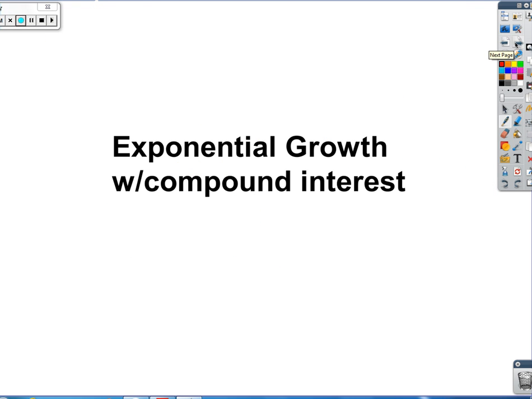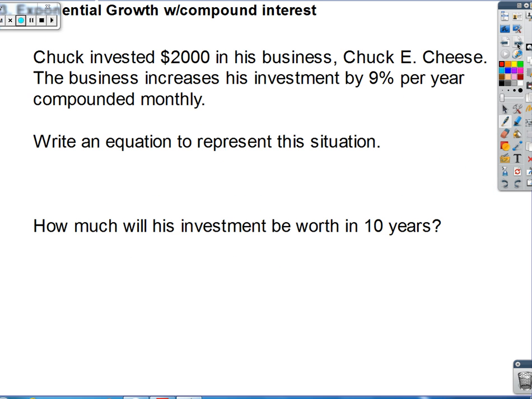Moving on, we have exponential growth with compound interest. Chuck invested $2,000 in his business, Chuck E. Cheese. The business increases his investment by 9% per year, compounded monthly. Write an equation to represent this situation. So the big thing here is that it's compounded monthly. So just our y equals ab to the x isn't enough for this function because of the fact it's compounded monthly. I gave you a different equation for that, which is the equation of an investment.